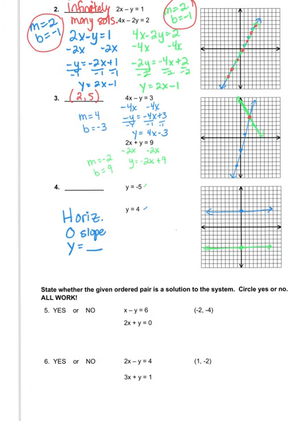So these lines will go on forever and ever in the same direction. They are parallel lines. And in our notes on the previous page, parallel lines have no solution. These lines will go on forever and will never touch. So that is number 4.